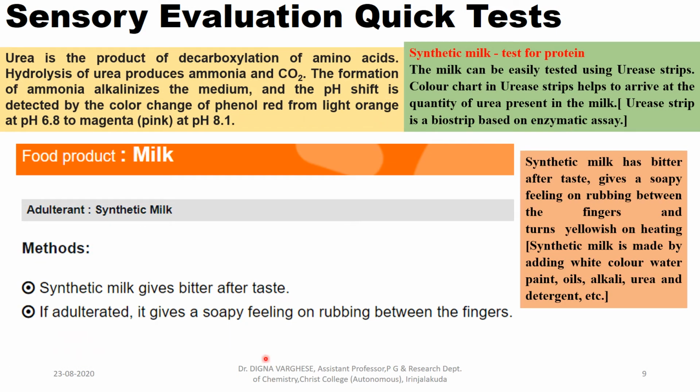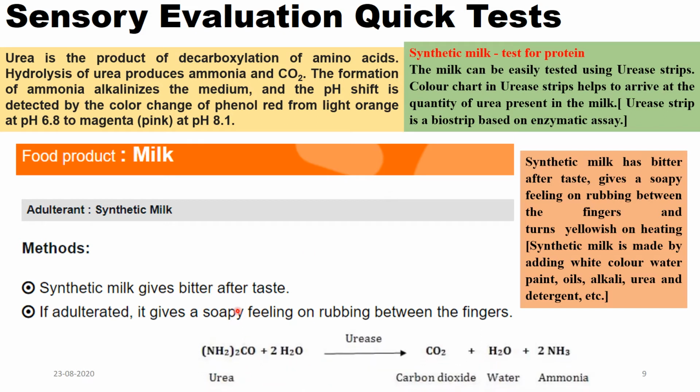Urea is the product of decarboxylation of amino acids. We know amino acid is the monomer of protein. That means protein is the polymer of alpha amino acids. If we are using this test for protein, that means the amino acid, urea being the product of decarboxylation of amino acid, we will get urea. But synthetic milk contains urea in the pure form. So we can easily do this method by urea strips.